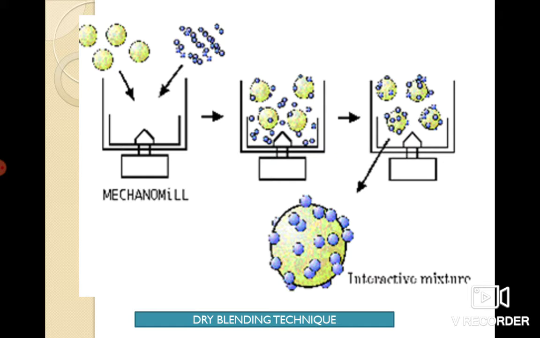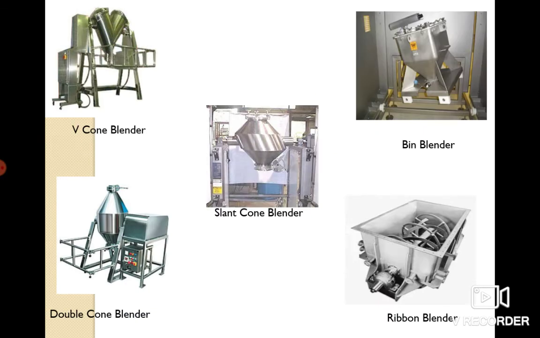And this is the technique which I have already discussed with you. And these are a few examples of the blenders. In this picture you can see a V cone blender, a slant cone blender, a bin blender, a ribbon blender and a double cone blender. According to the requirement, they are selected for the blending of raw materials.